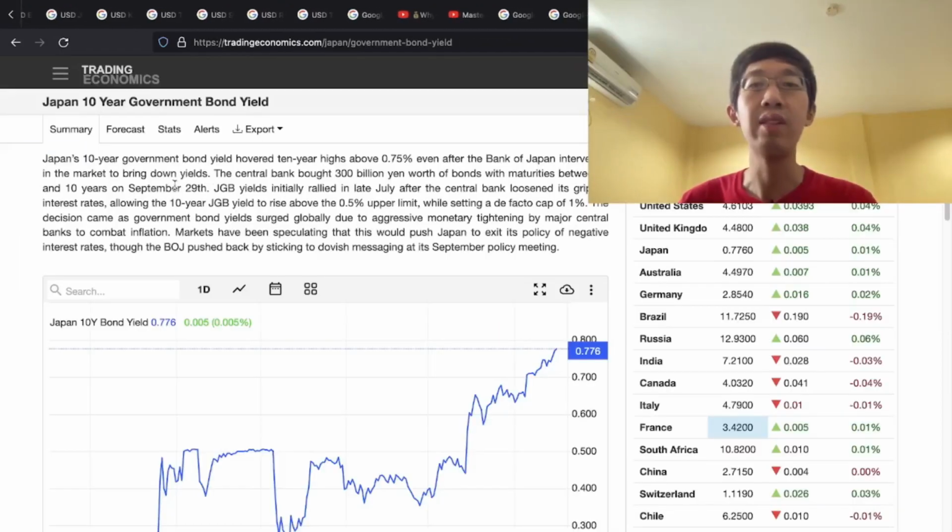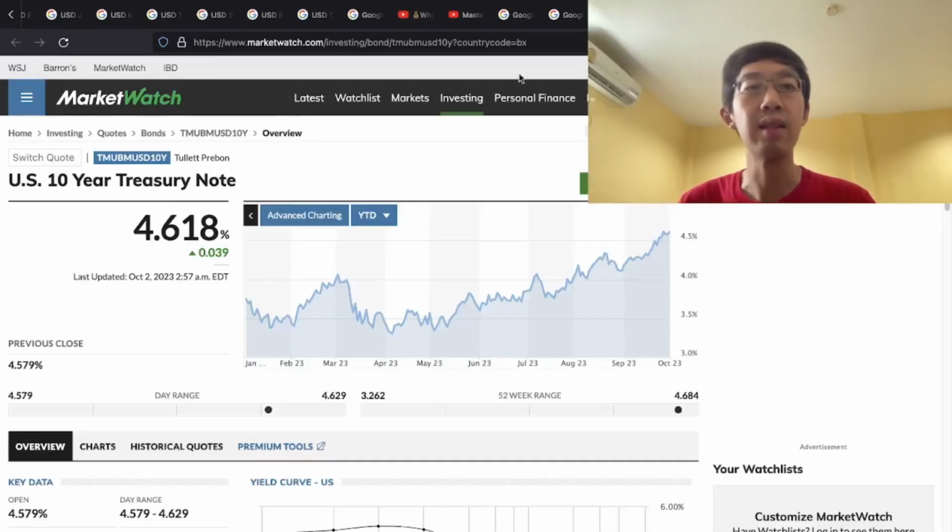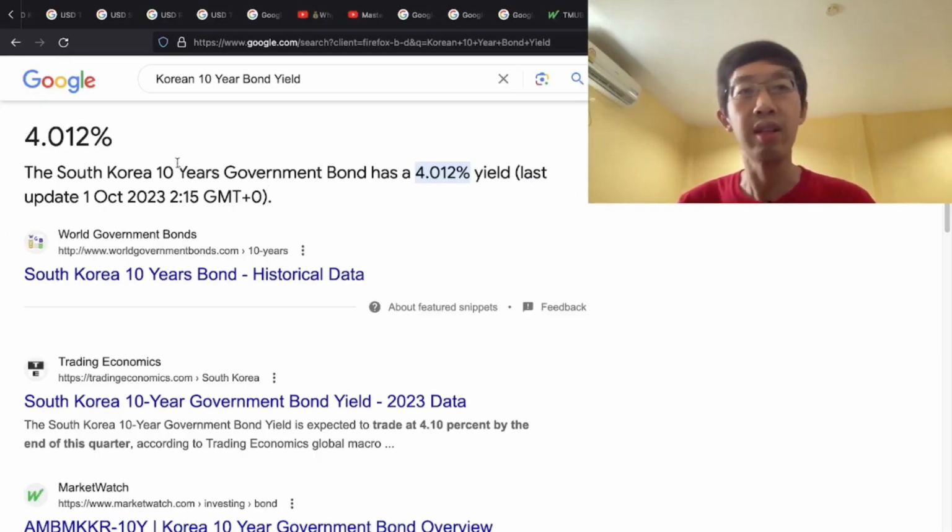Look at the Japanese yen. The Japanese 10-year government bond only gives 0.776% compared to the US 4.618%. Of course, everybody is going to buy US dollars to buy US government bonds. Look at Korean government bonds. 10-year government bonds are going for 4.012%.